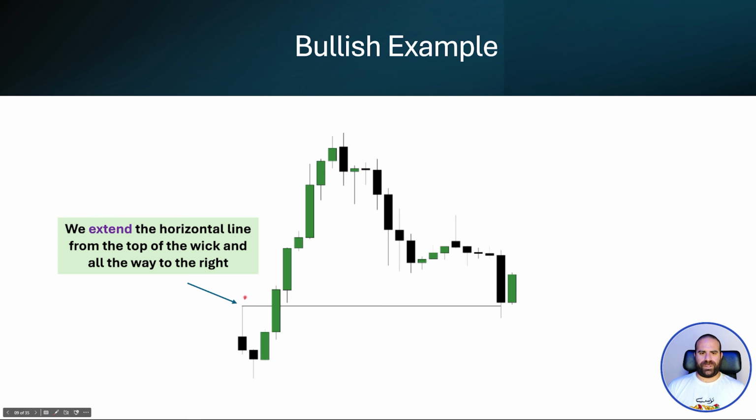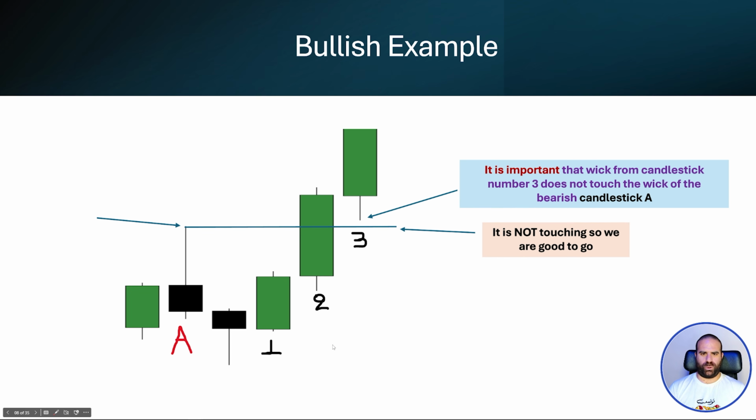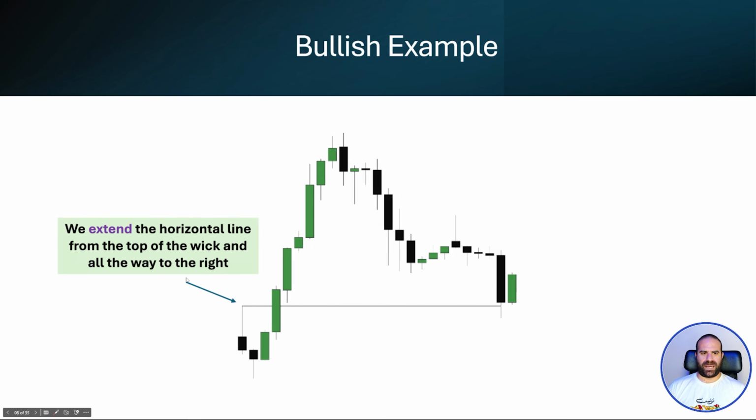What do we do on the larger picture? As I said, this is candlestick number A from the previous slide, and this is number 3, where we said that if we extend this one, the wick of candlestick number 3 shouldn't fall upon this wick. You see it right here zoomed in, and then you see it zoomed out. We extend the horizontal line from the top of the wick all the way to the right, and if you don't know how to do that on your TradingView platform, you choose the line tool, you place it on top of this candlestick, you click on shift and hold on shift, and then stretch it all the way to the right.